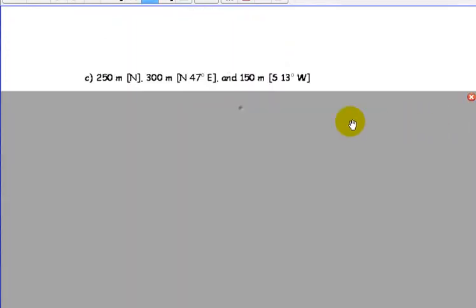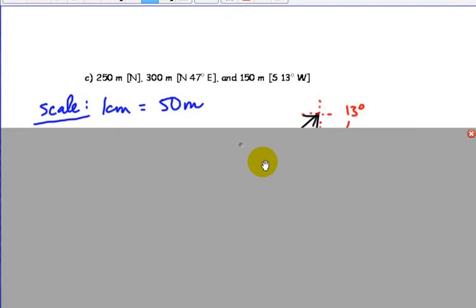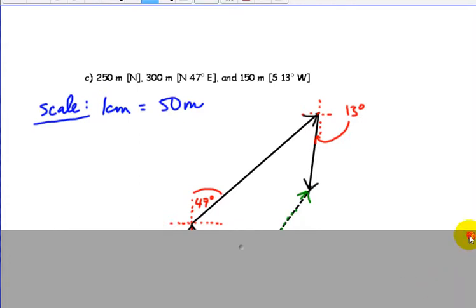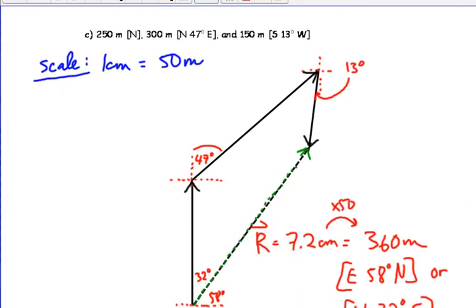The last question, there's actually 3 vectors: 250 north, 300 north 47 east, 150 meters southwest. I chose to do 1 centimeter equals 50 because these are fairly big numbers. They're all divisible by 50. So it's relatively straightforward. You can see what to do here. We're going to be making this vector 5 centimeters, this one 6, and this one 3, because that's what the scale suggests. And your diagram should look something similar to this in shape.